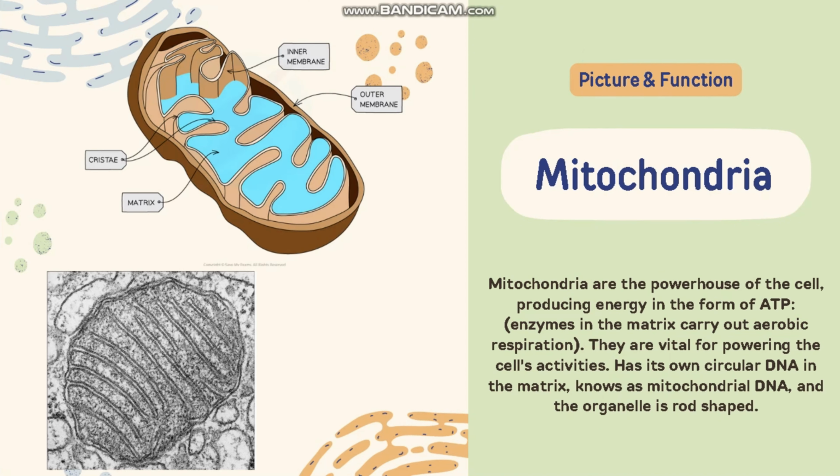Mitochondria are the powerhouse of the cell, producing energy in the form of ATP. Enzymes in the matrix carry out aerobic respiration. They are vital for powering the cell's activities.